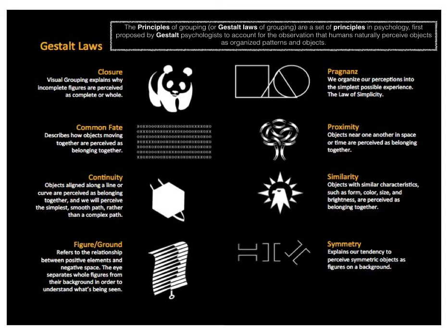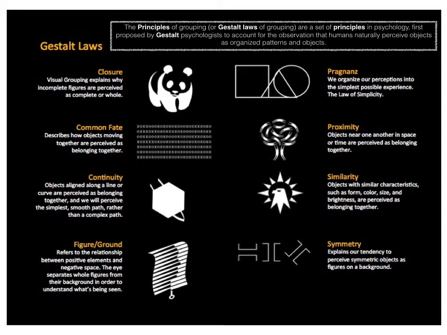Figure versus ground, we talked about this before. It refers to the relationship between positive and negative shapes and how our eye separates whole figures from their background in order to understand what's being seen. Pragnaz: we organize our perceptions into the simplest possible experience. This is also known as the law of simplicity.